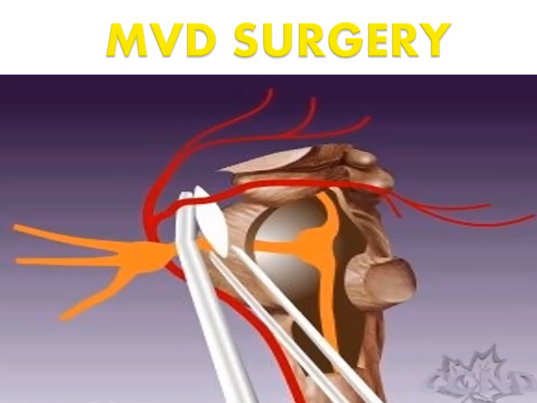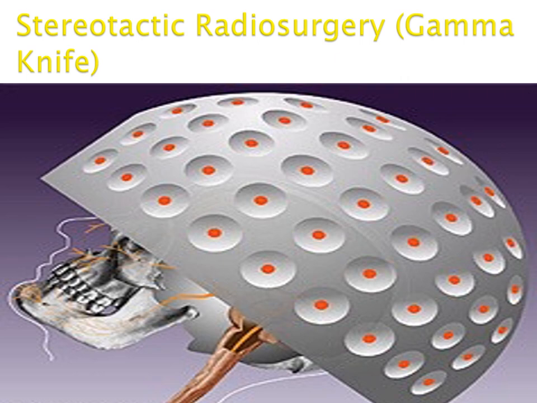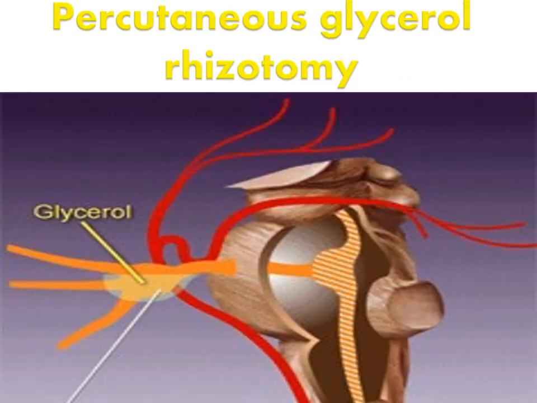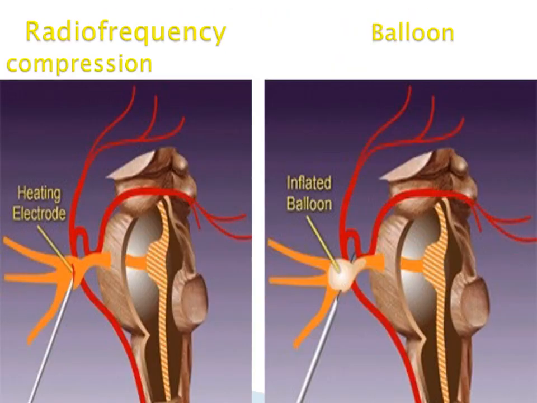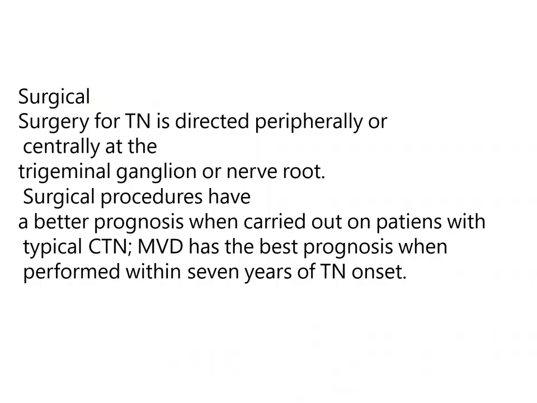MVD surgery. Stereotactic radiosurgery, gamma knife. Percutaneous glycerol rhizotomy, radiofrequency, balloon compression. Surgery for TN is directed peripherally or centrally at the trigeminal ganglion or nerve root.